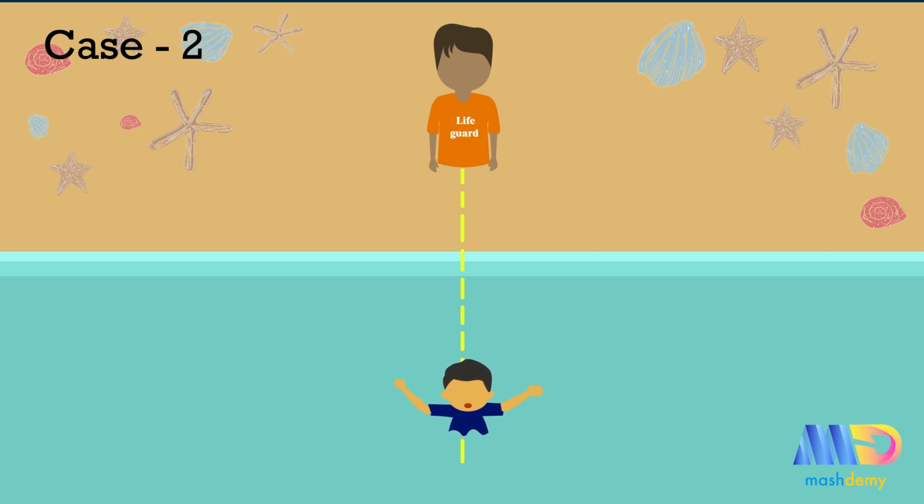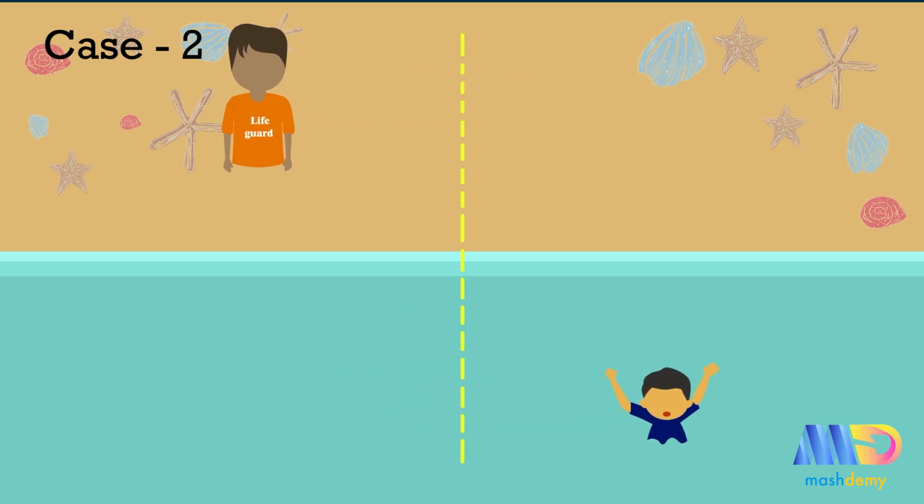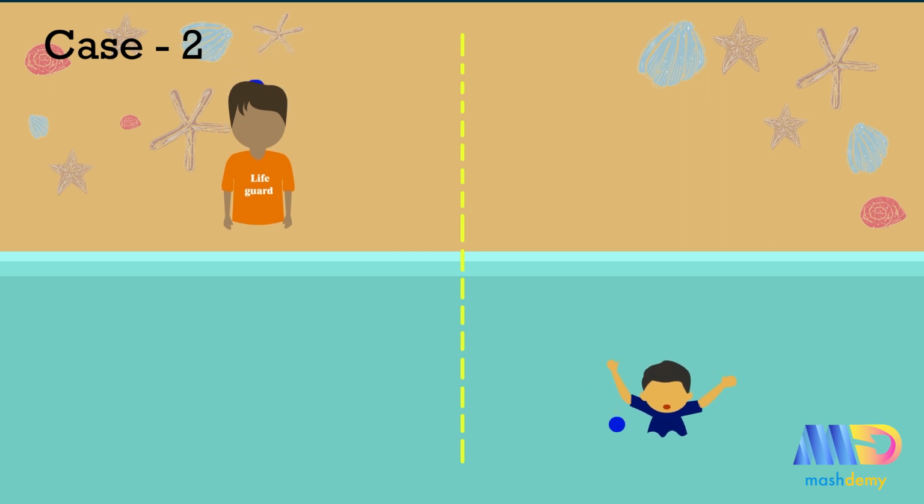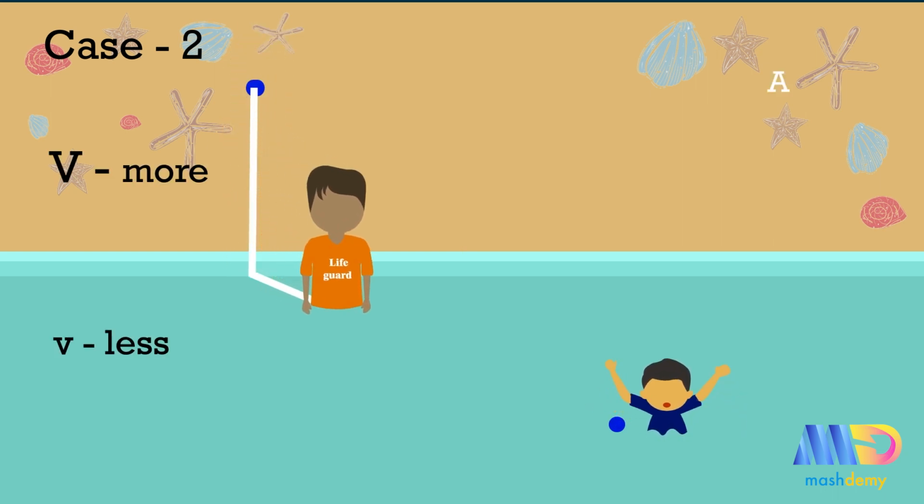Now let's go back to the beach, and in this case, the lifeguard and the kid are no longer aligned in a straight line. He is somewhere, let's say here. The scenario is still the same. He has to reach the kid in least time. Suppose he takes this path. He will run straight towards the water and then start swimming in the direction of the kid.